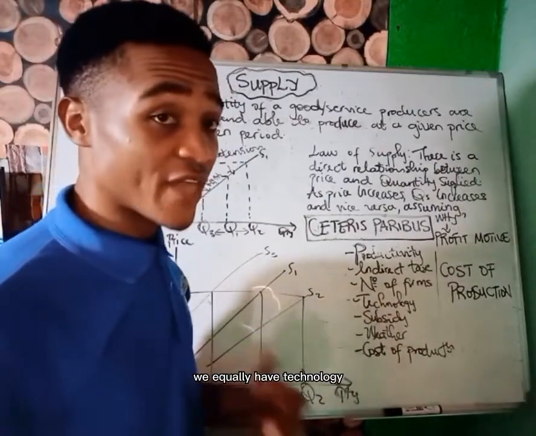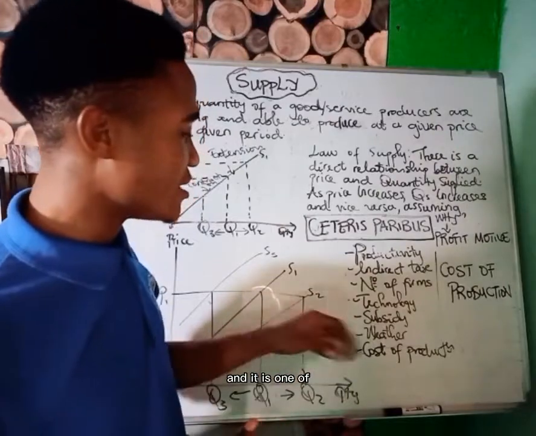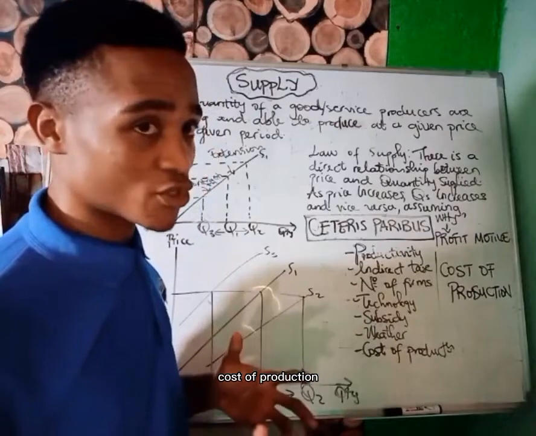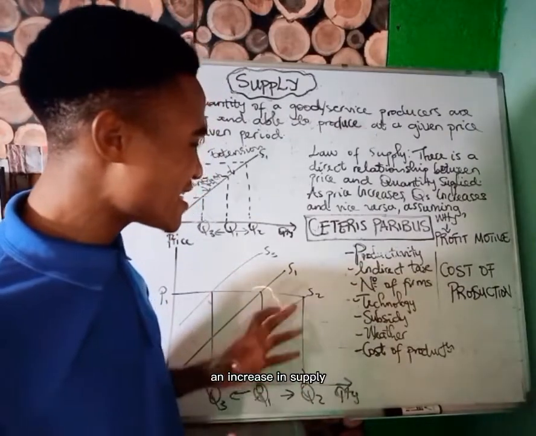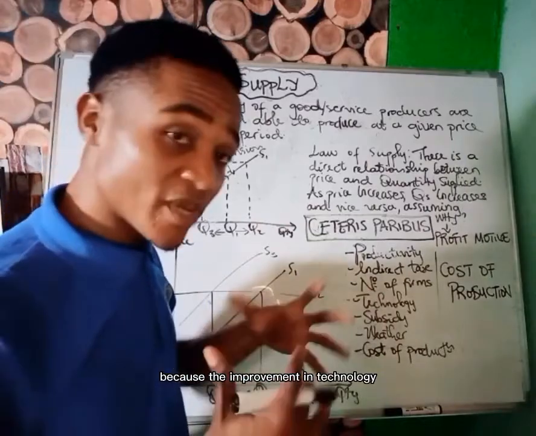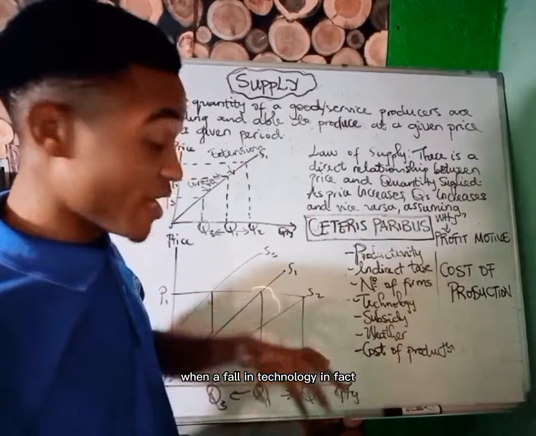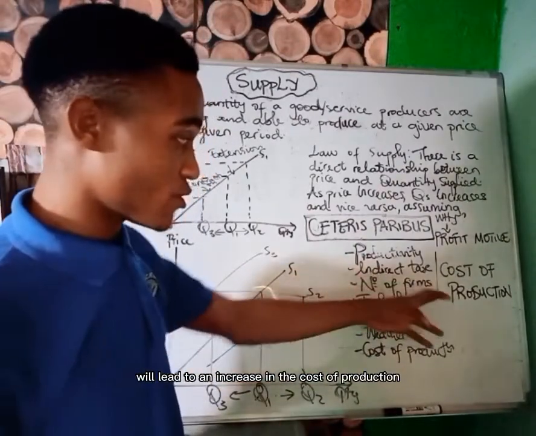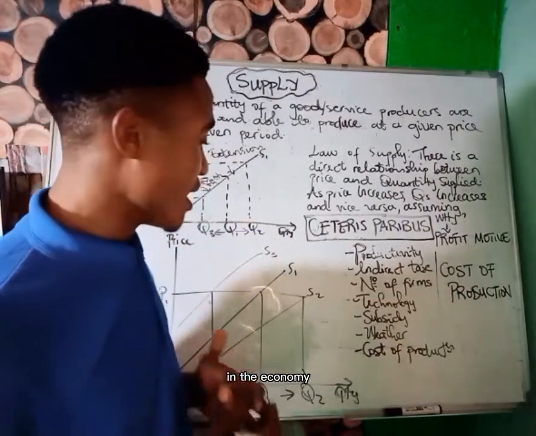We equally have technology. Technology refers to the method of production, and it is a massive factor that affects the cost of production. So an improvement in technology will lead to an increase in supply, because it will reduce the cost of production. But a fall in technology will lead to an increase in the cost of production, and will lead to a fall in the supply of goods in the economy.